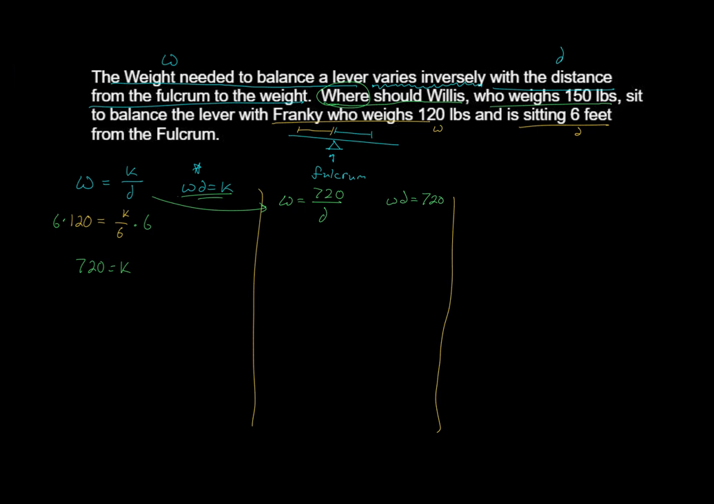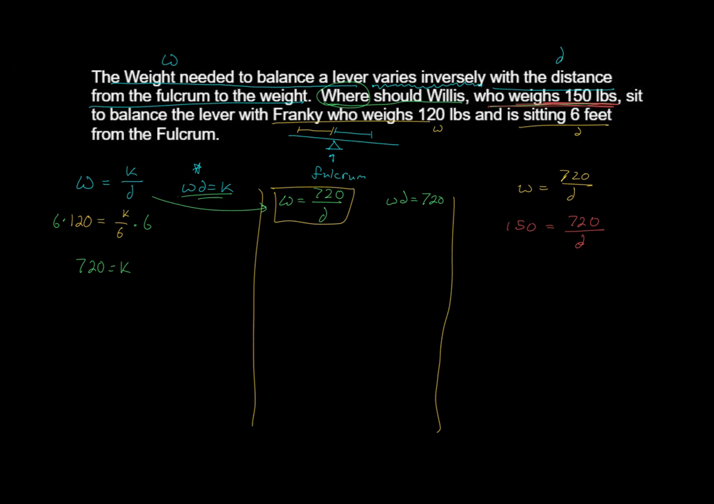Okay, and then the third phase of the problem is to actually answer the question. We're supposed to figure out where Willis should sit. So I'm going to go ahead and use the same version of the formula that I've been using. So W equals 720 over distance. I'm choosing to use this version just because it's a little harder to use when we're solving for the distance. So what I'll do, since Willis, we know it weighs 150 pounds, we'll replace his weight with 150 equals 720 over the distance.